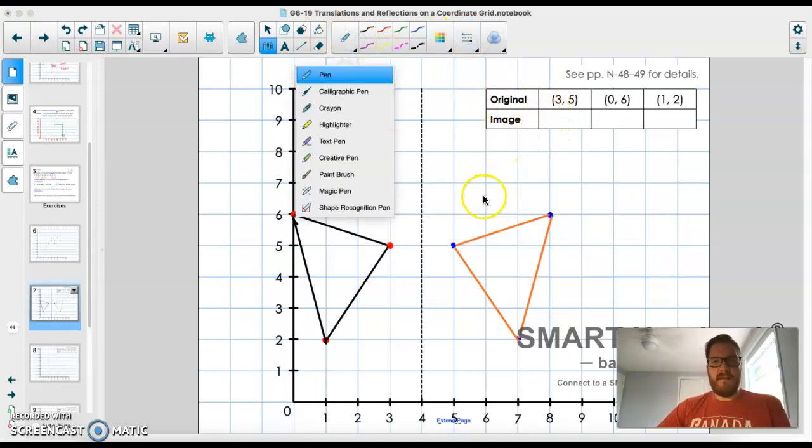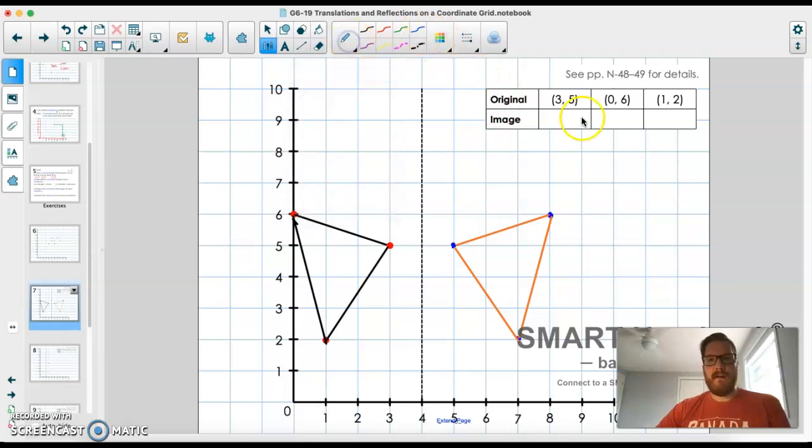Anyway, this new point, the image, if my first one here was at 3, 5, this one is now at 5, 5. This one is now at 8, 6. And this one is now at 7, 2. Notice that a reflection in a vertical line means that only the x value is going to change. The horizontal value, the first number in the ordered pair, that's what's going to change. Okay.